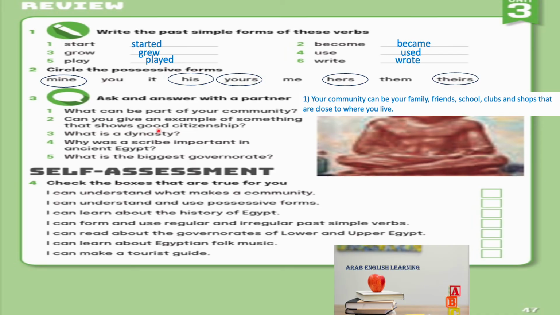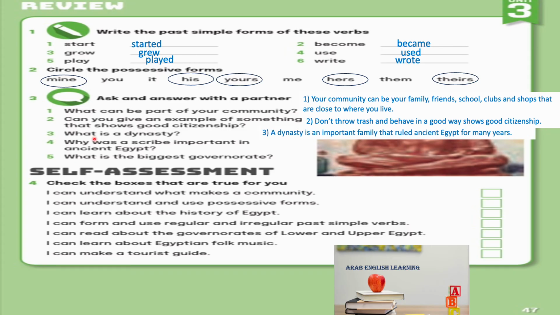2. Can you give an example of something that shows good citizenship? Don't throw trash and behave in a good way shows good citizenship. 3. What is a dynasty? A dynasty is an important family that ruled ancient Egypt for many years. We have 30 families of Egyptian pharaohs. These are called dynasties.